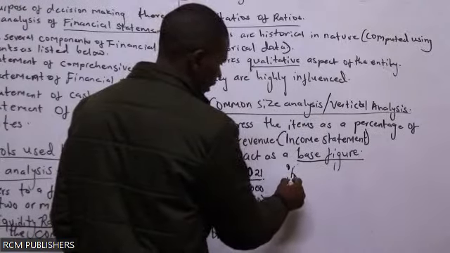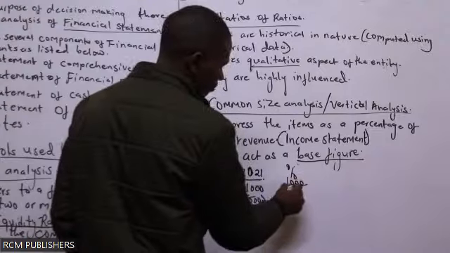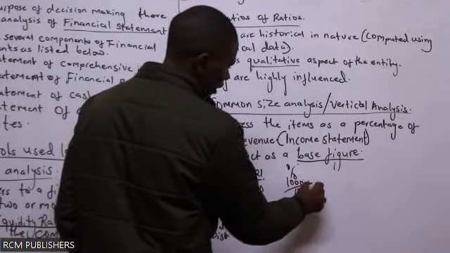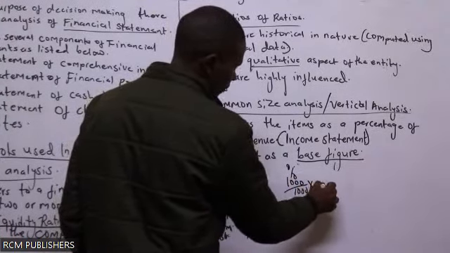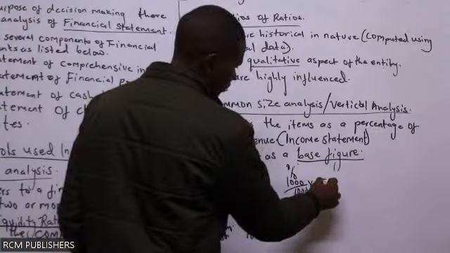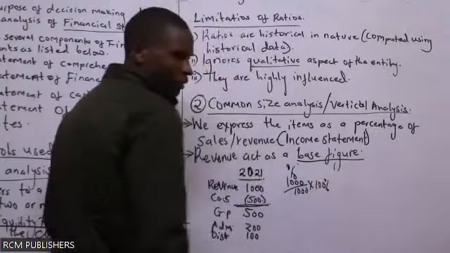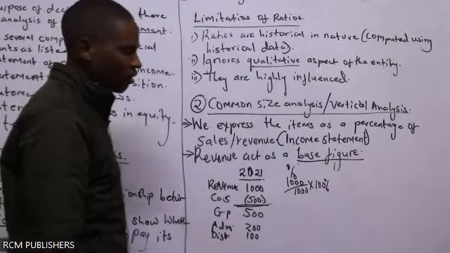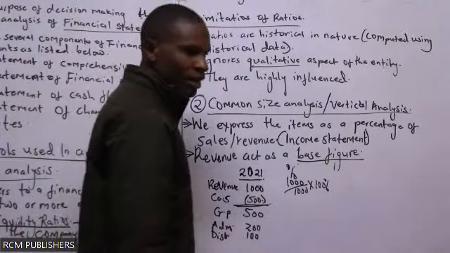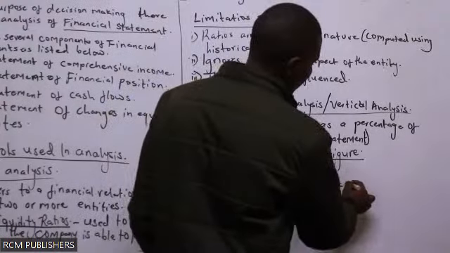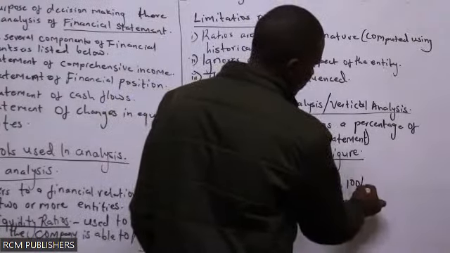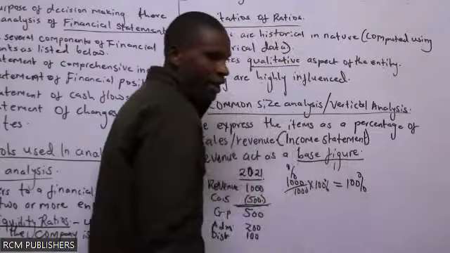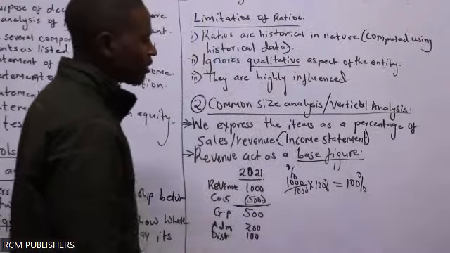So I have 1,000 divided by 1,000 times 100. How much do I get there? 1,000 divided by 1,000 times 100%. So revenue will always be 100%.